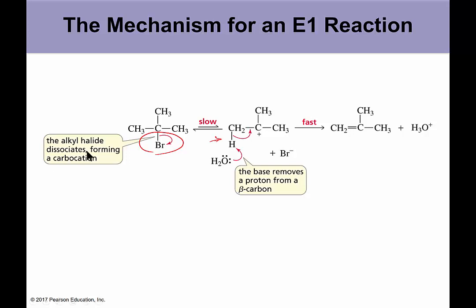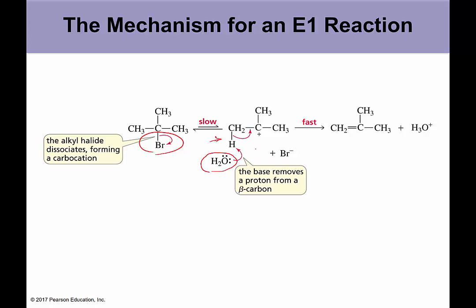Okay. A good question is, what kind of base do you use to do E1 and what kind of base do you use to do E2? In principle, just like SN1 tends to be less favored in terms of usefulness than SN2, E1 is less favored in terms of usefulness than E2 because you get this carbocation formation. But the way you do an SN1 reaction or an E1 reaction is you use a poor base. And a poor base in this case is also a poor nucleophile.